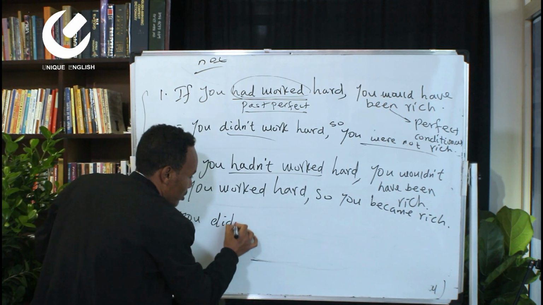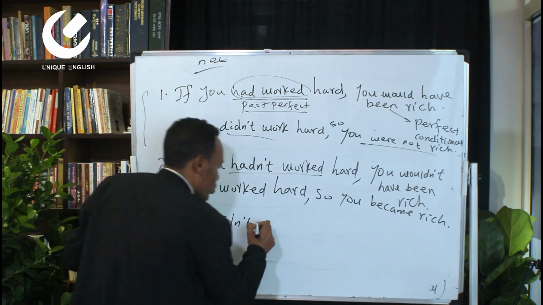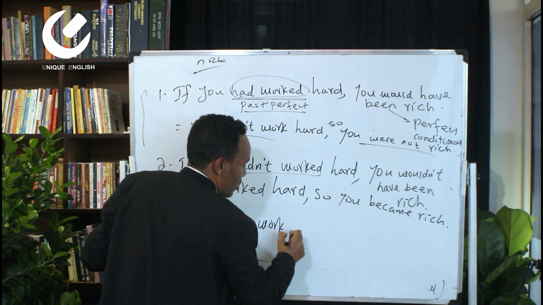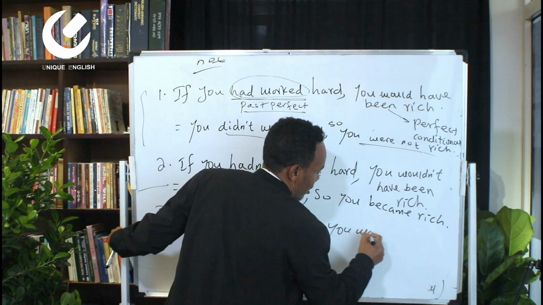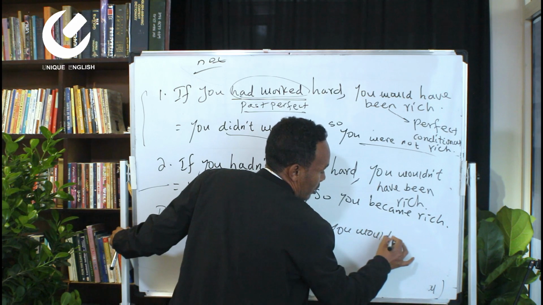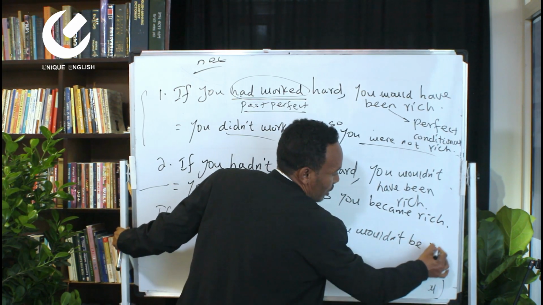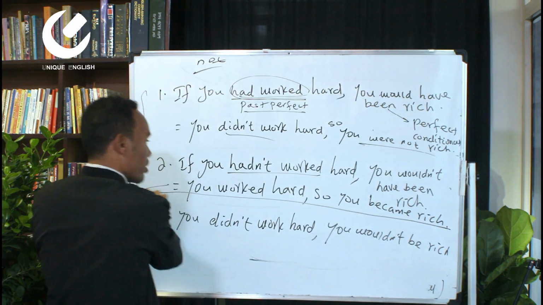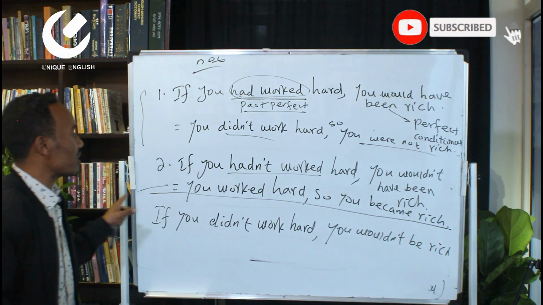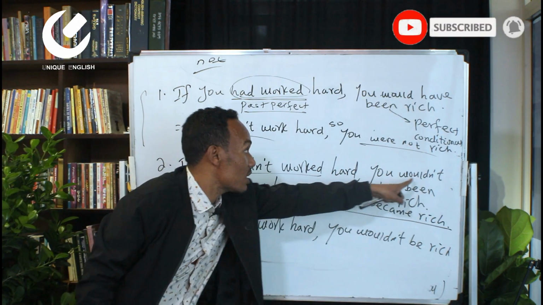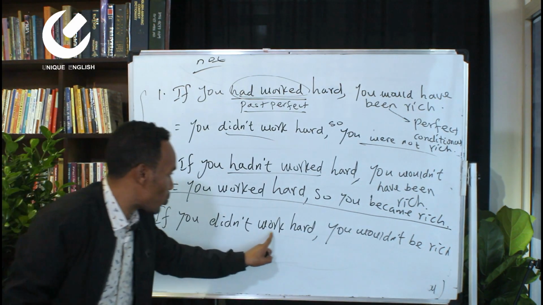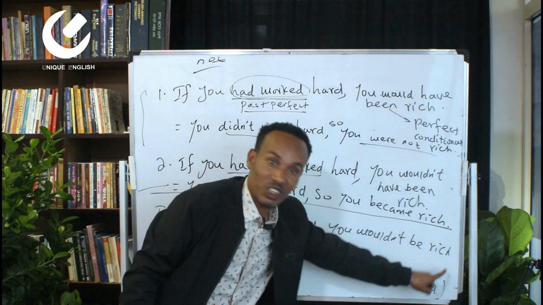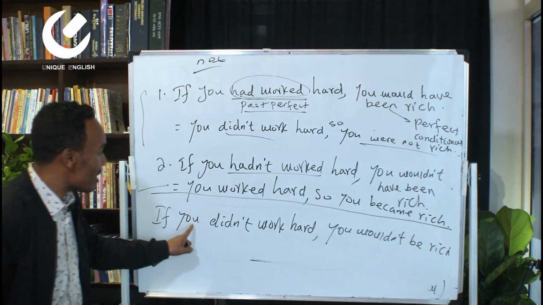If you didn't work hard, you wouldn't be rich. This is type 2, which is another situation in the present. If you hadn't worked hard you wouldn't have been rich, and here if you didn't work hard you wouldn't be rich. Yes or no?